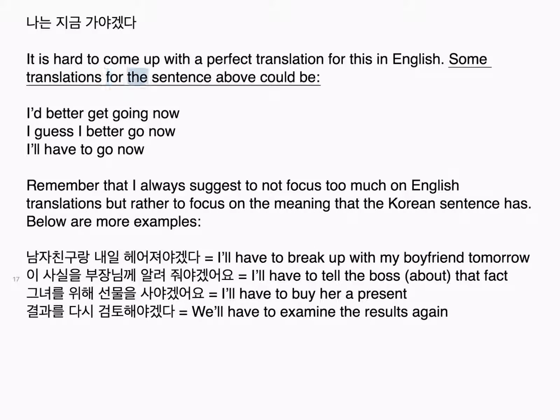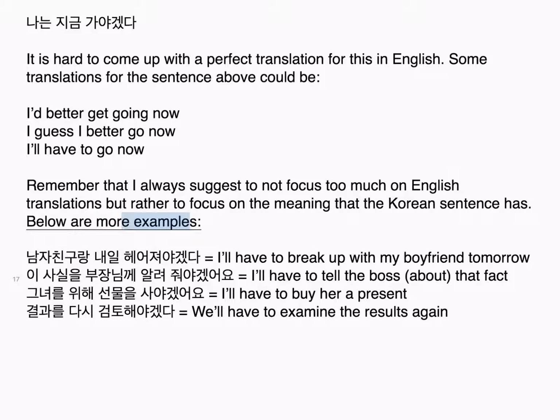Some translations for the sentence above could be, I'd better get going now. I guess I better go now. I'll have to go now. Remember that I always suggest to not focus too much on English translations but rather to focus on the meaning that the Korean sentence has.